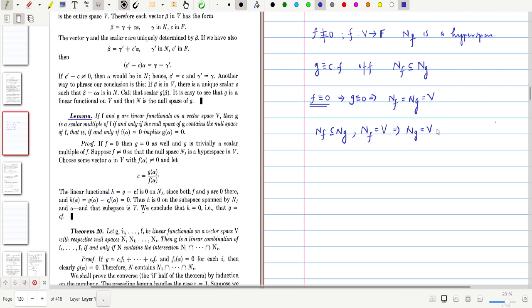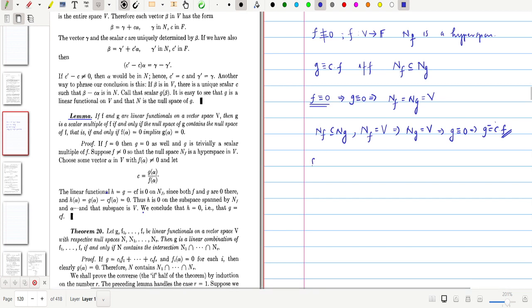Then you can easily get this. Ng is equal to V means g is a zero functional. So g is identically 0. So once you assume f is identically 0 and Nf is contained in Ng, you can get g is identically 0. Consequently, we can get g is equal to c times f. Okay, so this proves the lemma when f is identically 0.